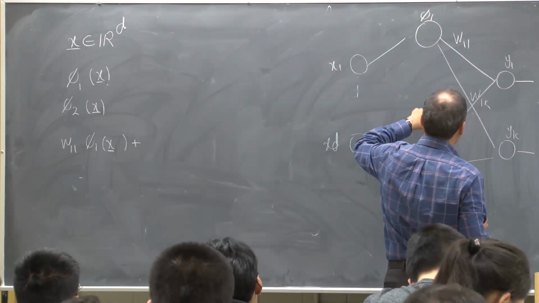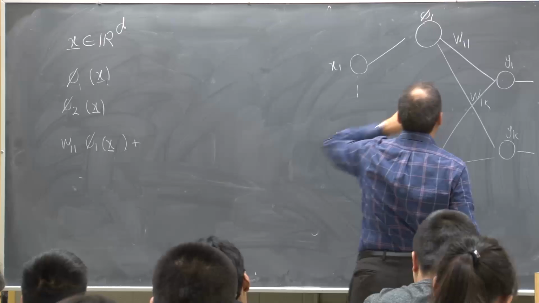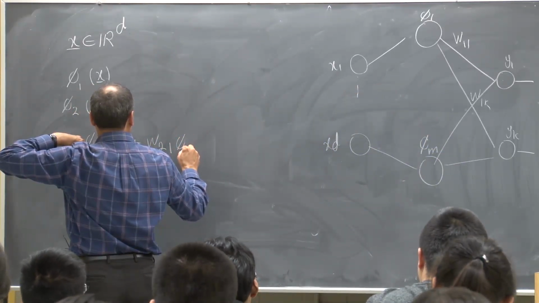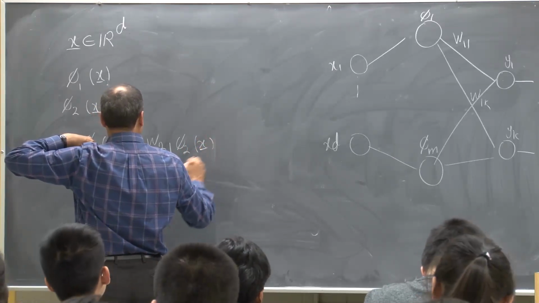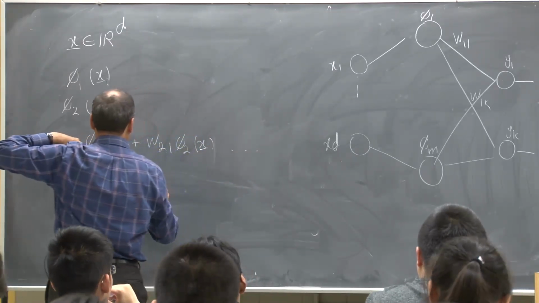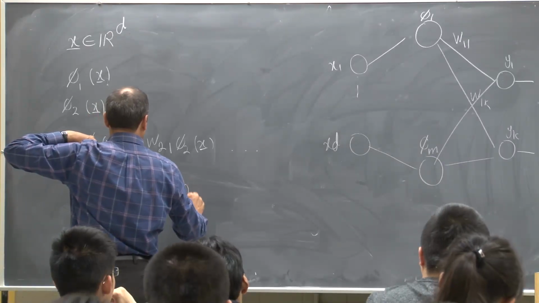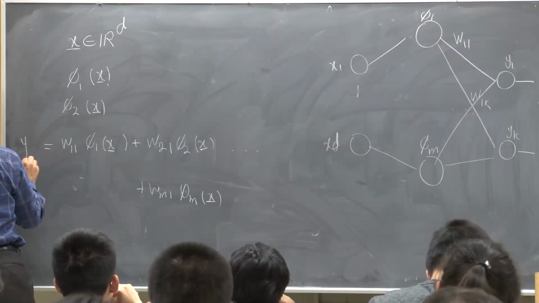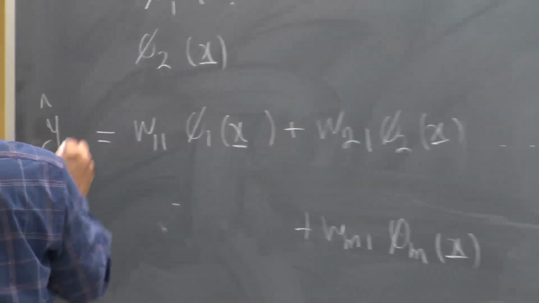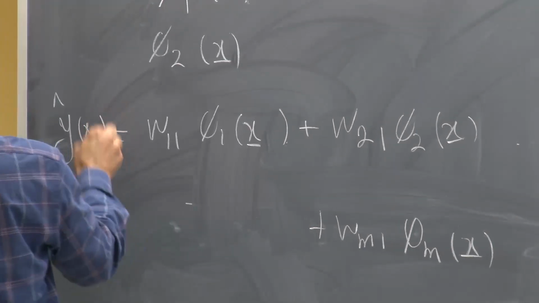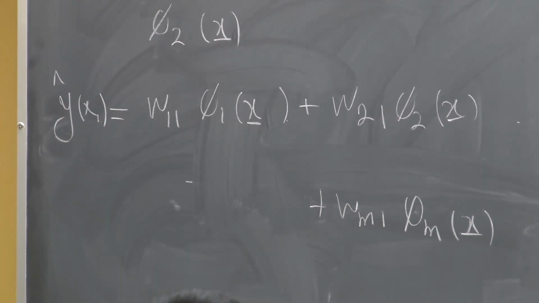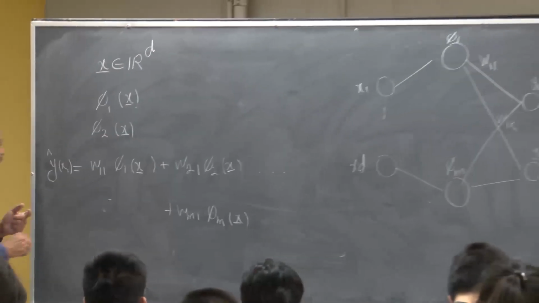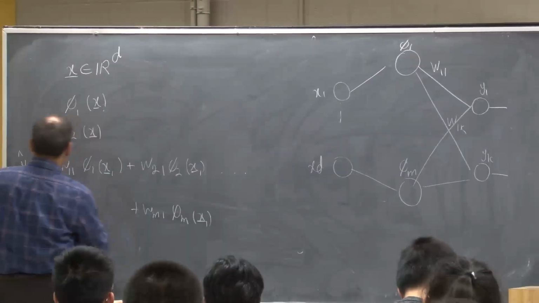Plus W21 phi 2, plus Wm1 phi m. This is going to be my y hat at point x. So if it's x1, for example, that's going to be y1.